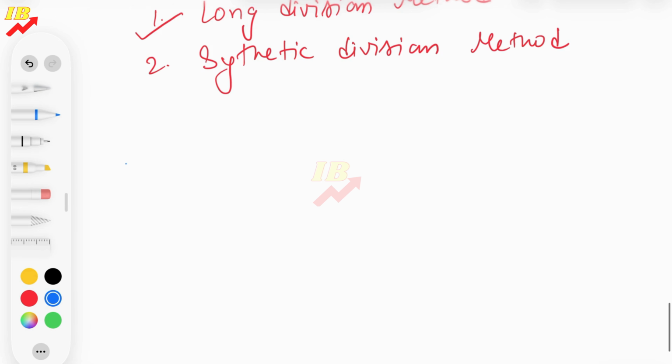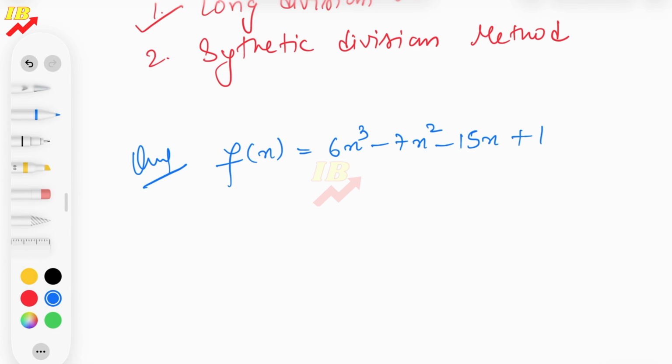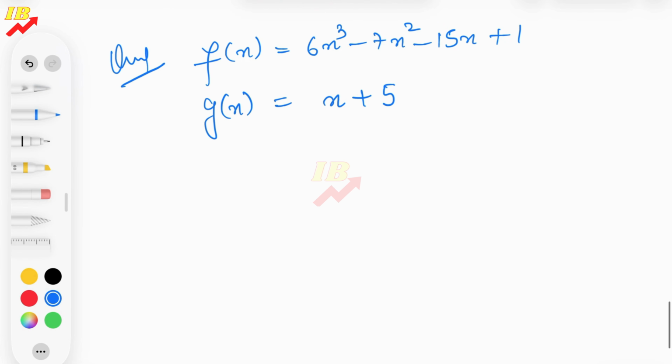Let's start. Let me take a question to you and then we'll proceed further. So in synthetic division, suppose I'm giving you a question says f(x) is 6x cube minus 7x square minus 15x plus 1, right? And that should be divisible with g(x), which is x plus 5. That's a simple question. It looks really easy, but if you do it with the long division method, you may take a little while to solve it, right?